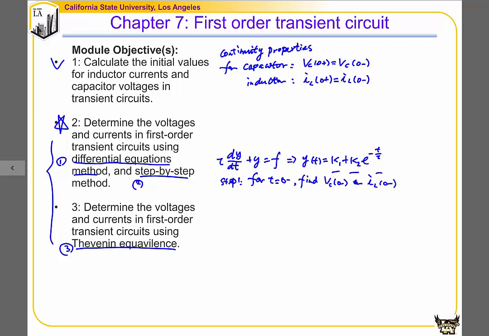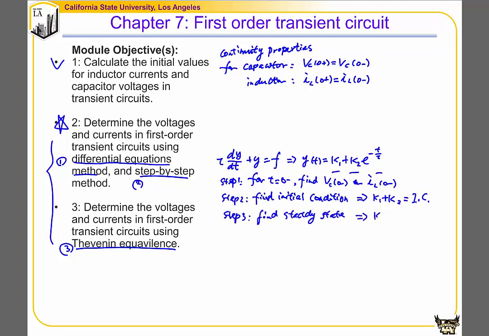And these are in steady state. Step 2 is to find the initial condition, which is built upon the continuity property for inductors or capacitors. When we find the initial condition, it gives us K1 plus K2. Step 3 is to find a steady state value, which will give us K1.